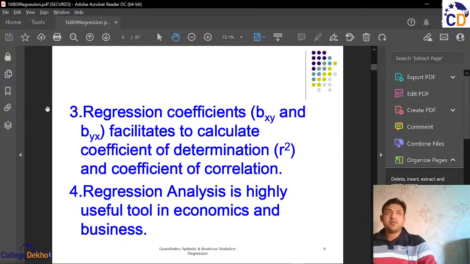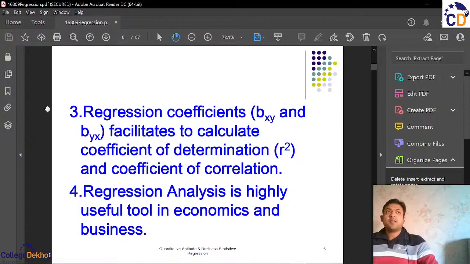Now there are two coefficients in this entire scheme of things. The first coefficient is the regression coefficient x on y, which is represented by small b, b suffix xy. Similarly, the second coefficient is b of y on x, which is represented by b suffix yx. These help us in calculating the value of the coefficient of correlation, which is small r, and they are connected to each other using a formula which we'll be discussing very soon. The formula says r square is equal to bxy times byx. For details, we'll be coming to that very soon.